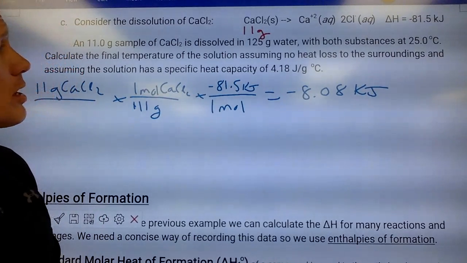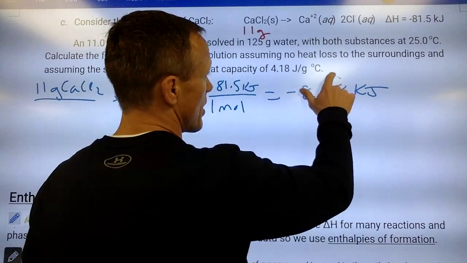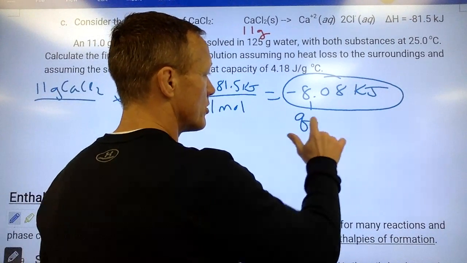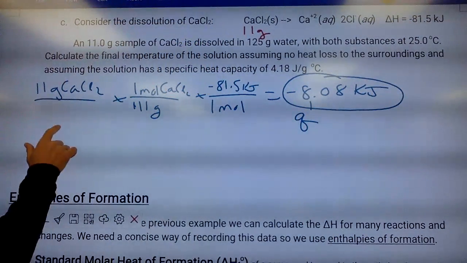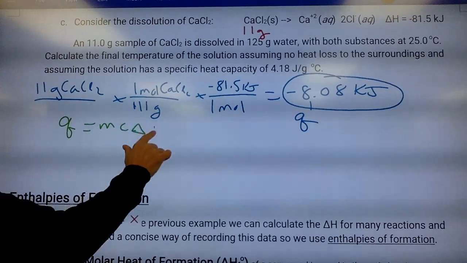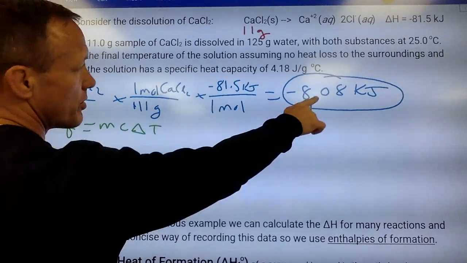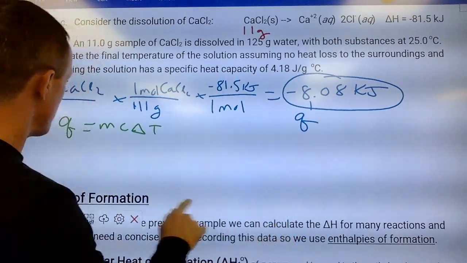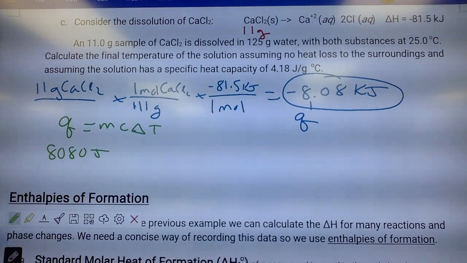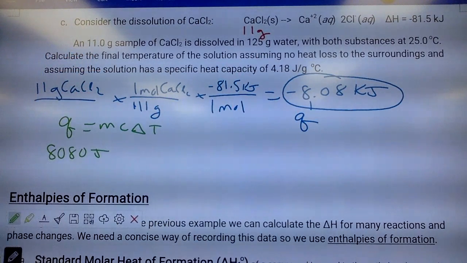So now we want to know the change in temperature of the water. We can figure that out by making that our Q value. Remember, it needs to be in joules. So we'll go below Q equals MC delta T. We'll put this number in here, so that'd be 8,080 joules. I'm going to make that positive because I know that the solution is gaining that heat. The calcium chloride is giving off this heat, and the heat's going into the solution.